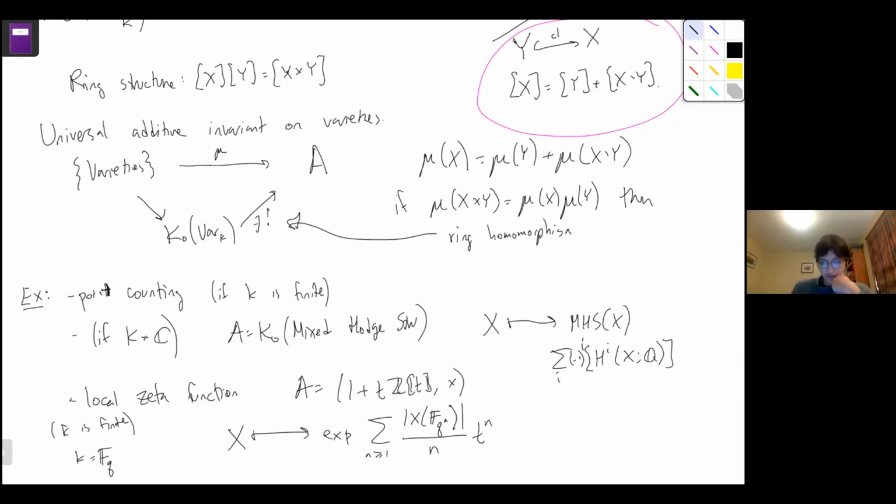And so this counts the number of points over all possible finite extensions of your finite field. And the theorem is this is an additive invariant, and in fact, this group has a ring structure on it that actually makes it a multiplicative invariant. So somehow this growth and decreasing of varieties contains the information of all of these different kinds of things, which is one indication of why it's so difficult to study.